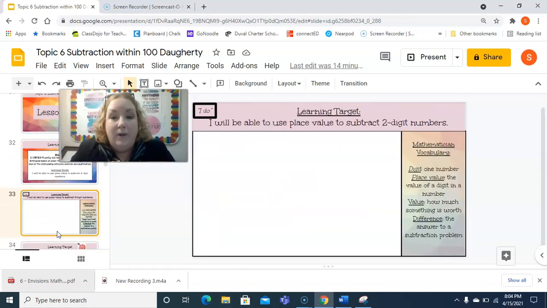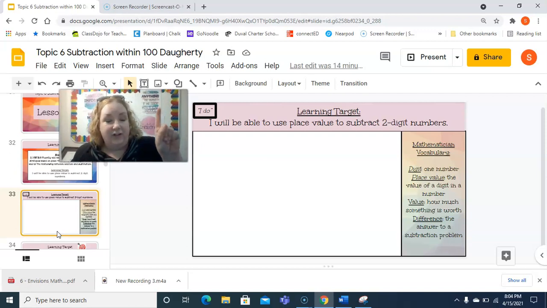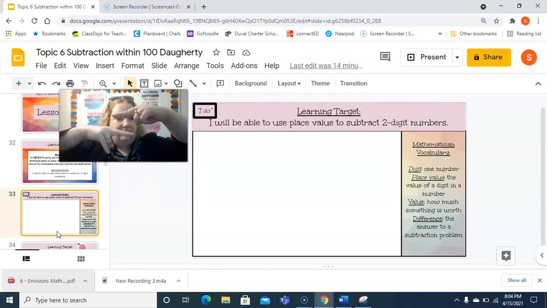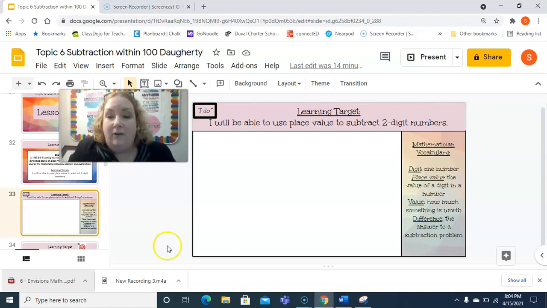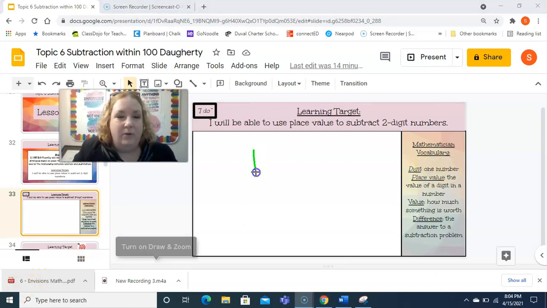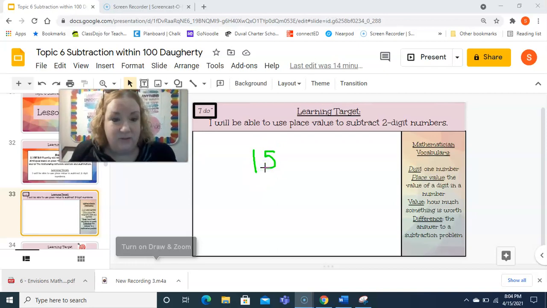So today we are going to look at vocabulary first, and then I'm going to teach you how to regroup two-digit numbers minus two-digit numbers. The first vocabulary word is digit. Digit means one number. So let's take a look at that. The number 1 is one digit. If I add a 5 to it, how many digits are there now?